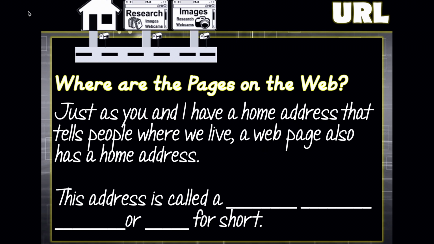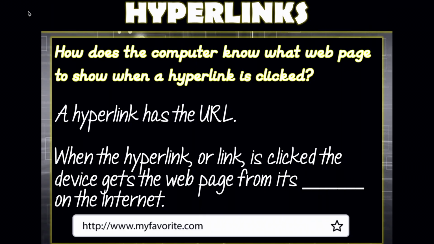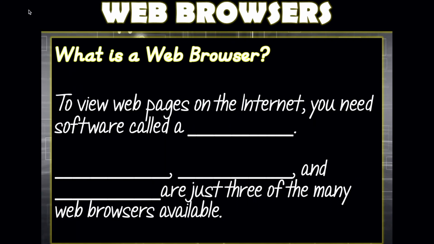Just as you and I have a home address that tells people where we live, a web page also has a home address. This address is called a Uniform Resource Locator, or URL for short. How does the computer know what web page to show when a hyperlink is clicked? A hyperlink has the URL or address of the web page. When the hyperlink is clicked, the device you are using gets or opens the web page from its address on the internet.